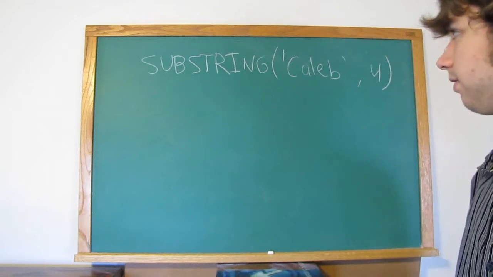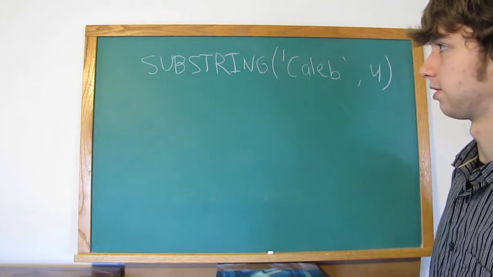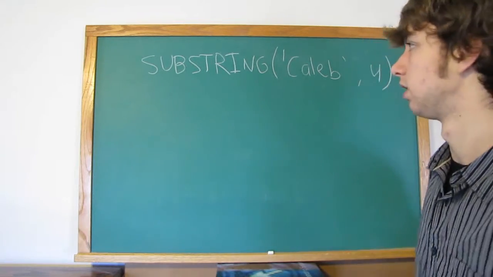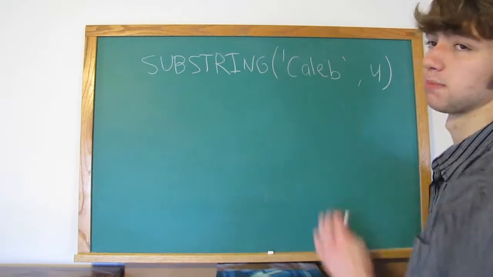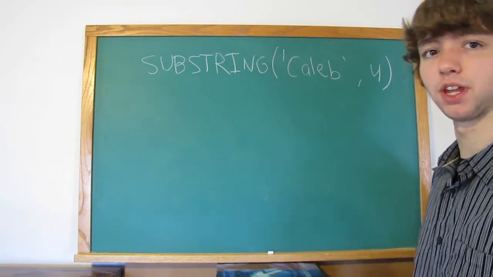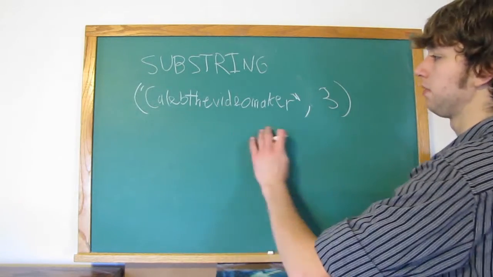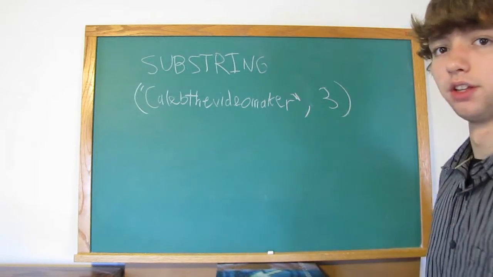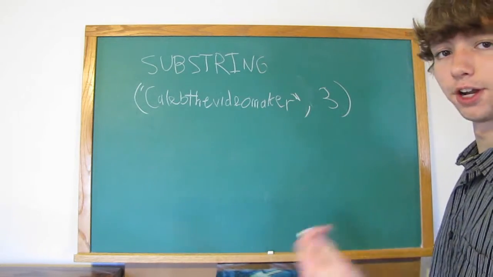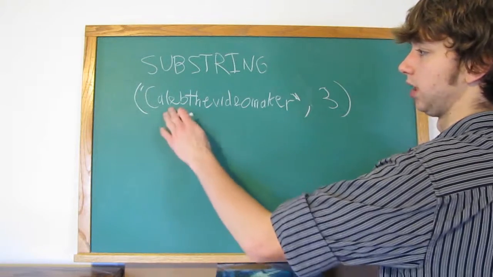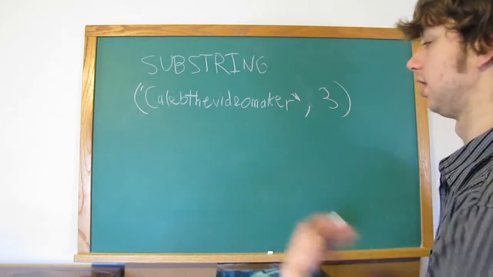Close enough. Here's a function you may actually find yourself using, maybe for encryption or some other cool stuff. But it's substring, and what it does is it'll take part of the string and bring it back. So here's what I have, Caleb the video maker, and then a 3. This will start from the third character and return everything after that. 1, 2, 3. So the result is going to be Leb the video maker, and it'll take off the C and A.